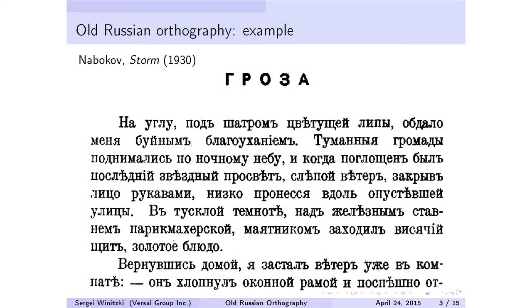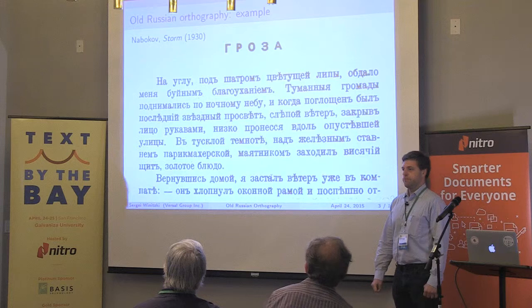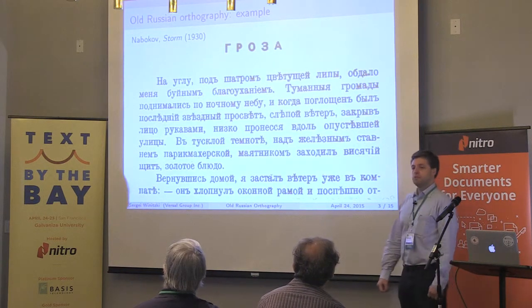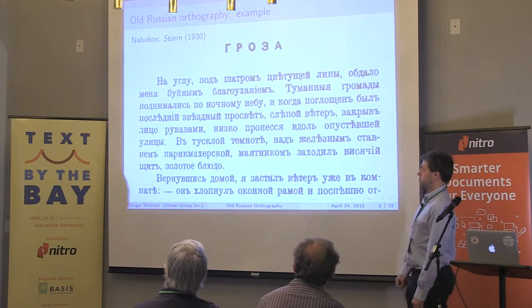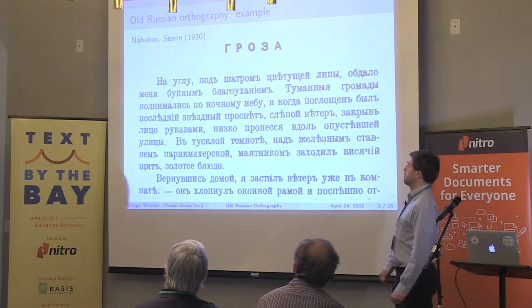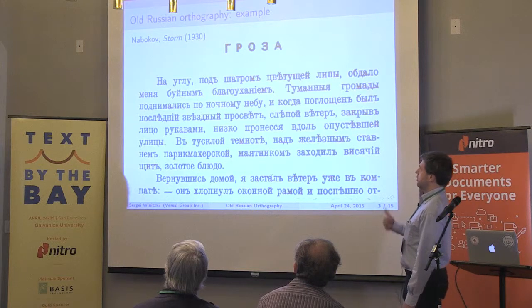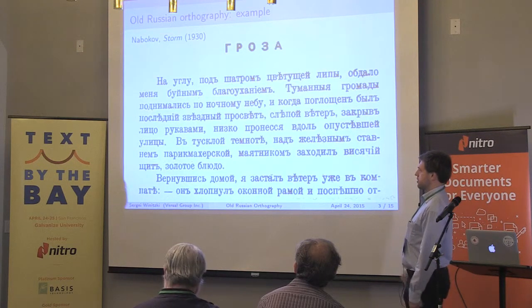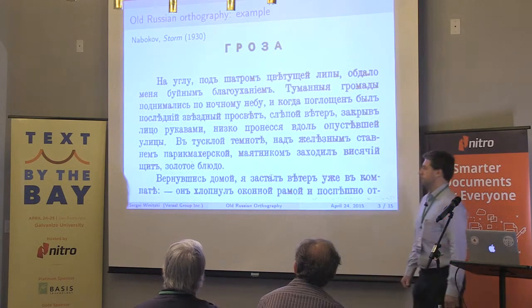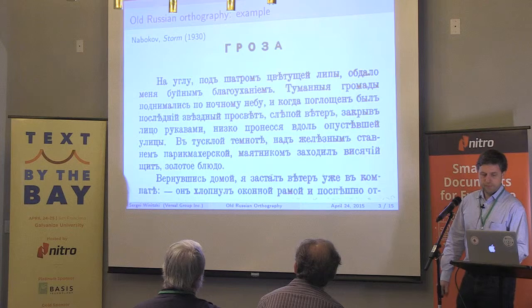For instance, this is a first edition of Nabokov's short story Storm that was printed in Berlin in 1930. Nabokov started out as a writer for the Russian community in Berlin and Paris, and his works were printed in the traditional orthography. Now, for those of you who are Russian speakers, you see there are several changes that are obvious by looking at the text, such as the letters that were eliminated and other changes.